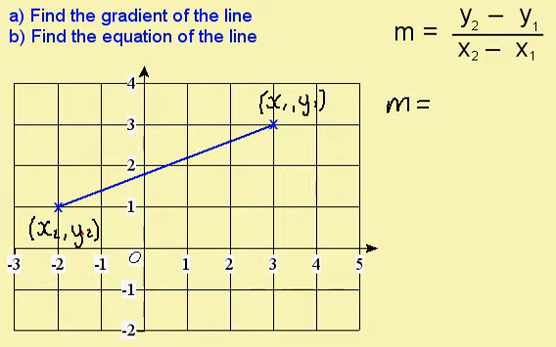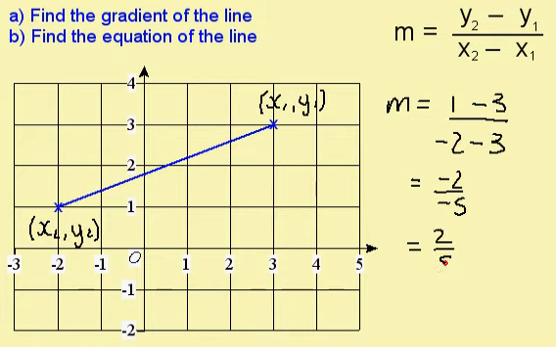The y-coordinate of this point, y2, is 1. The y-coordinate of this point, y1, is 3. The x-coordinate, x2, is minus 2. And the x-coordinate, x1, is 3. This gives me 1 minus 3 is minus 2, and minus 2 minus 3 is minus 5. Minus 2 divided by minus 5 is, of course, 2/5. So this is the gradient of the line.